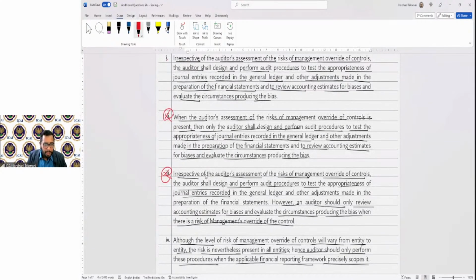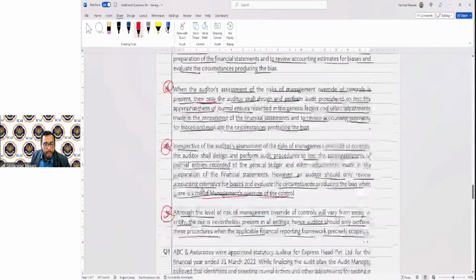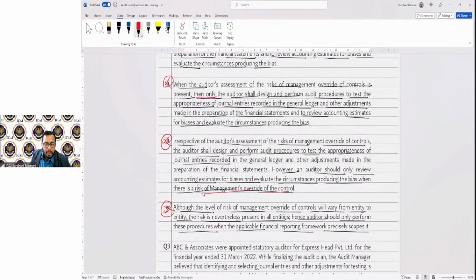not D, C. Why not B? Because it says that then only you are required to perform if there is a risk. That is wrong. Irrespective of the risk, we are required to perform. In the third, it says irrespective of the risk, you are required to perform general ledger testing, but review of accounting estimates is only required when there is a risk of management override of control. That's why.